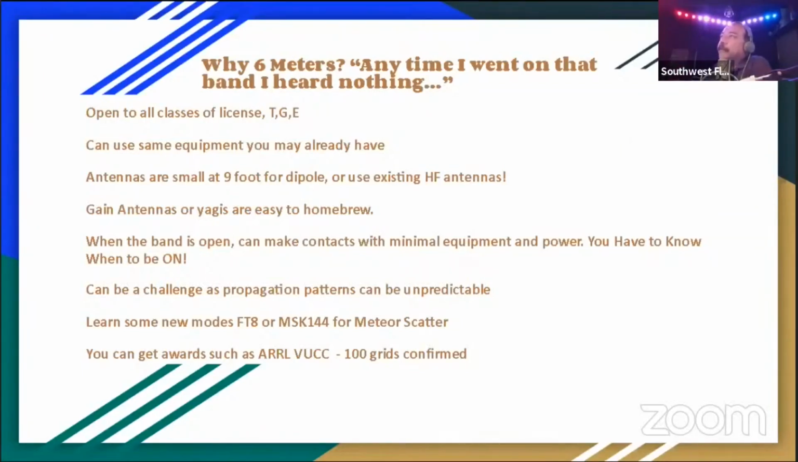let's move on. You can use gain antennas and Yagis and homebrews when it comes to this kind of stuff, because 6 meters is still short enough that you can build it and put it anywhere. You could hide this outside your house where you might not be able to hide a long wire or something. When the band's open, it can make contacts with minimal equipment and power. You have to know when to be on. And we're going to get into that later. There's actually alerts that you can sign up for to let you know when the sporadic E begins to run. And it can be a challenge as propagation patterns are very unpredictable with this.